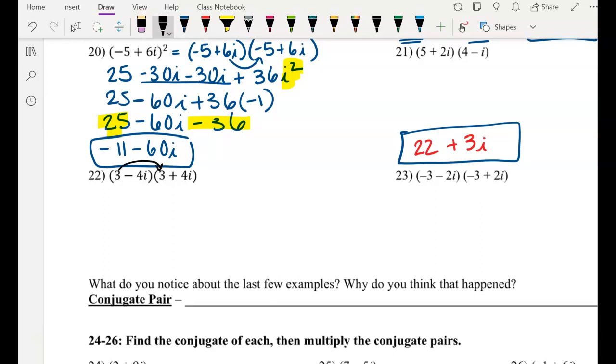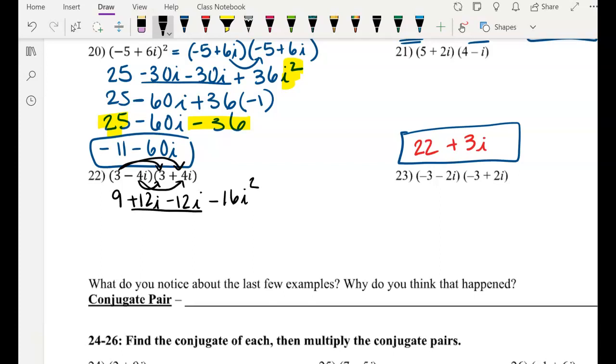3 times 3 is going to be 9. 3 times 4i is going to be positive 12i. -4i times 3 is -12i. -4i times a positive 4i, a negative times a positive is negative. 4 times 4 is 16, i times i is i squared.